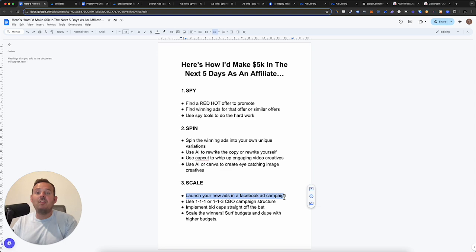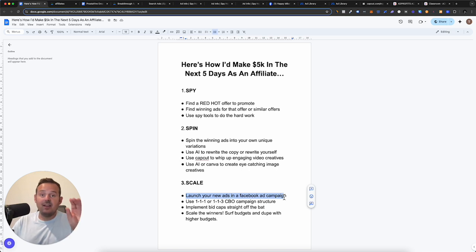So many people over confuse it because they need to know every minute detail of how you do this. Ultimately, it is what I've just explained, right? If you know how to run ads, you know how to launch a campaign, 1-1-3 should make sense, right? CBO, so campaign budget at a campaign level, 1 ad set, and then 3 ads, or 1 ad, or whatever it is. Bid caps implemented. If you've run ads before, you should know how to do that. It's as simple as that.